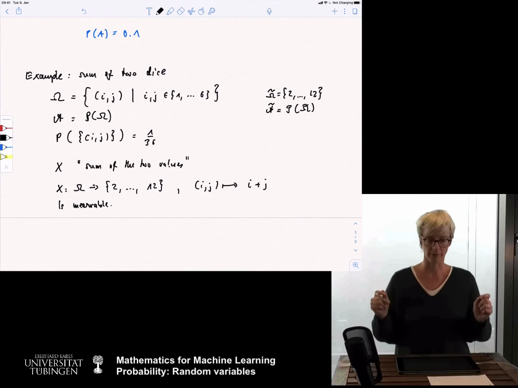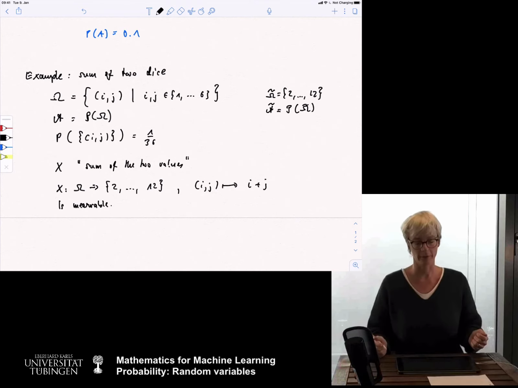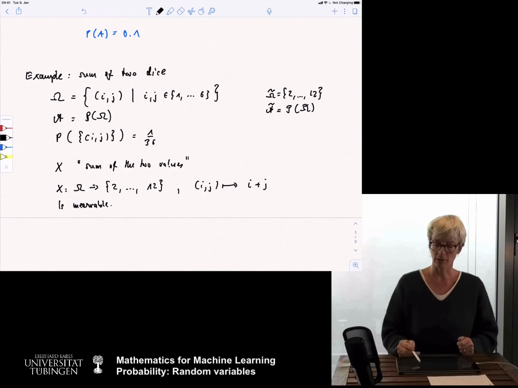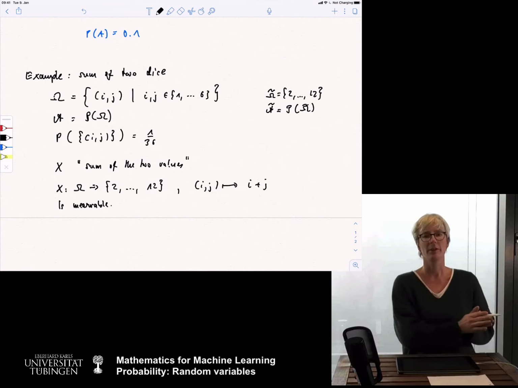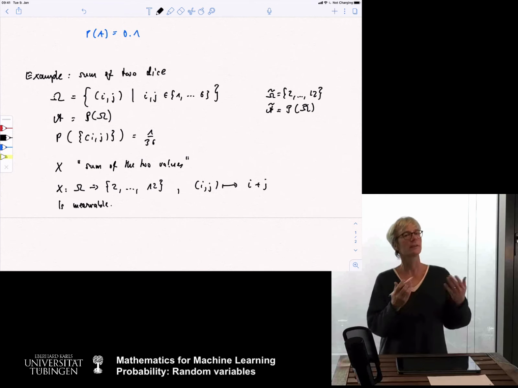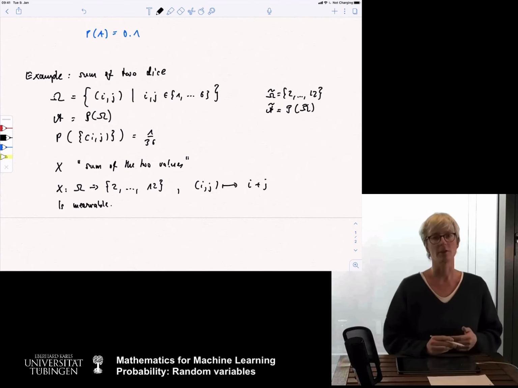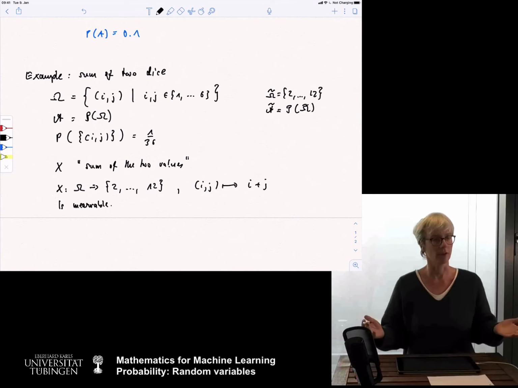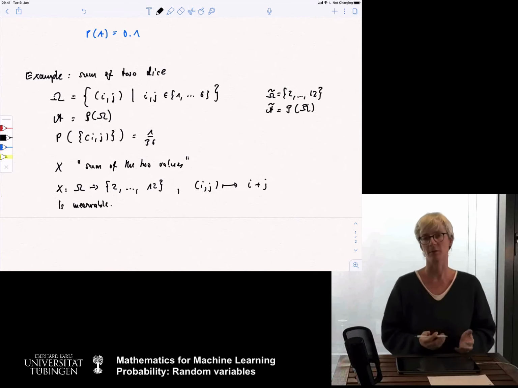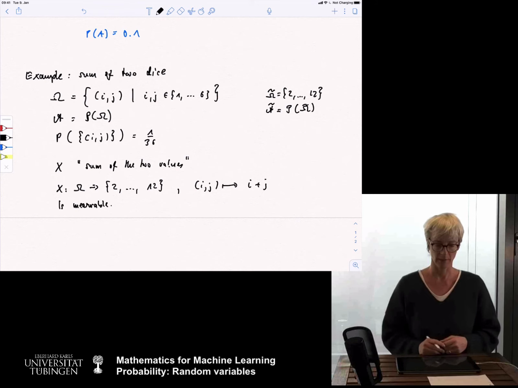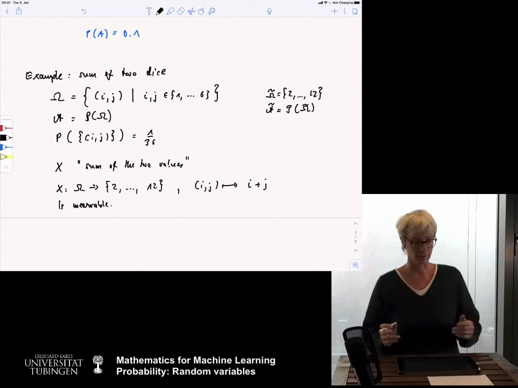And now to observe whether this is measurable, I need to check for all elements in this power set whether the original set that would correspond to that is a member of the sigma algebra. And it has to be, because the original sigma algebra is the power set, so every set is in the sigma algebra, so it is obviously measurable. Okay, so this is the sum of two dice.